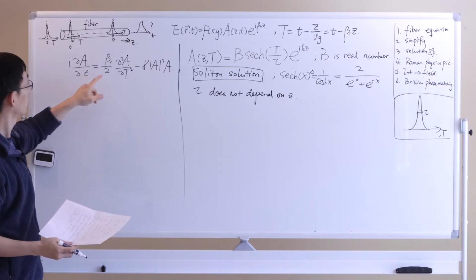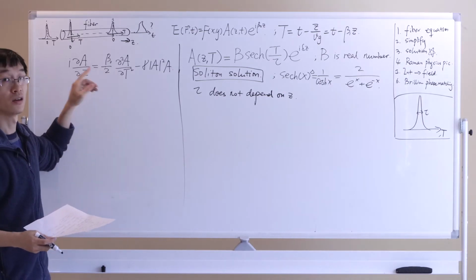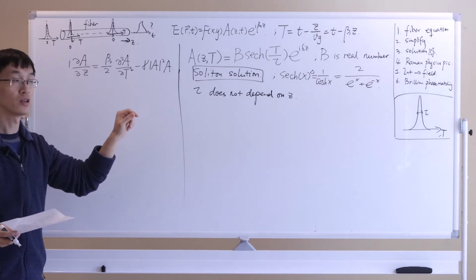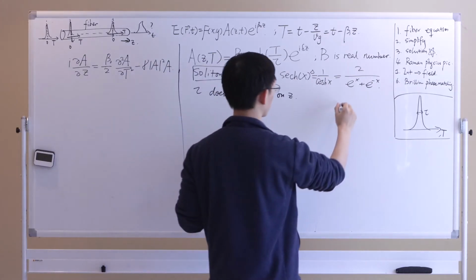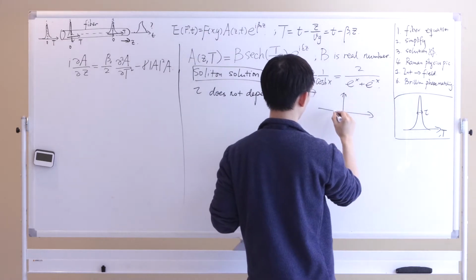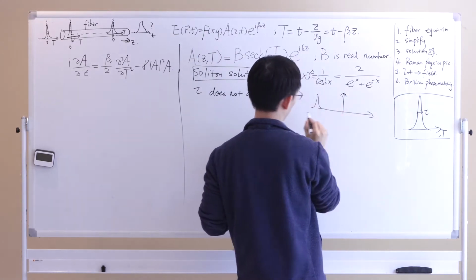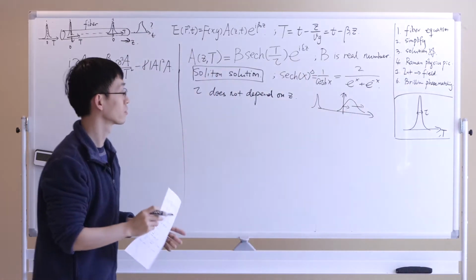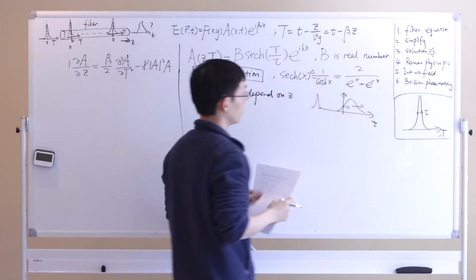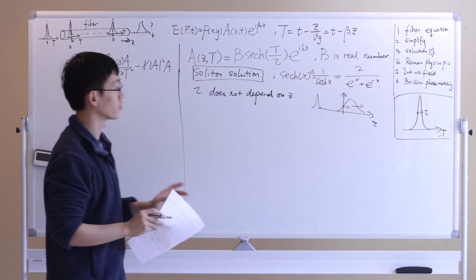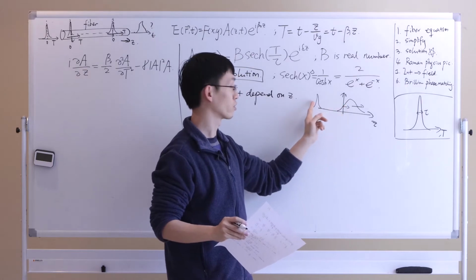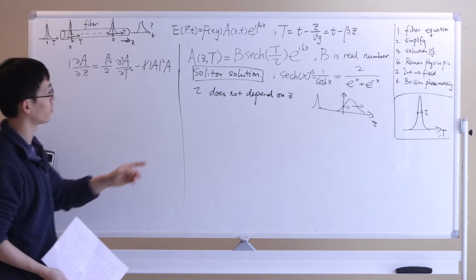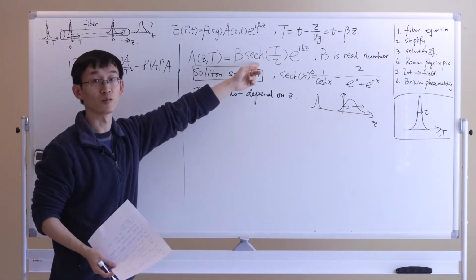Because if you think about it, since there's dispersion here, and in the optical pulse different wavelengths will travel at different speeds, naturally your pulse should broaden. If this is z, then naturally your pulse should broaden, because some of the parts travel faster, some of the parts travel slower. So it's very natural for the pulse to become broader, and very rare for your pulse to remain unchanged.